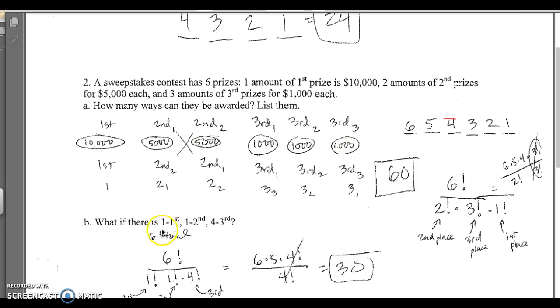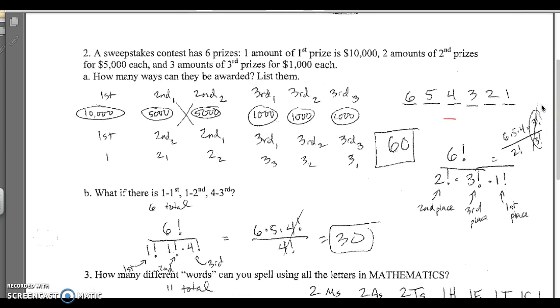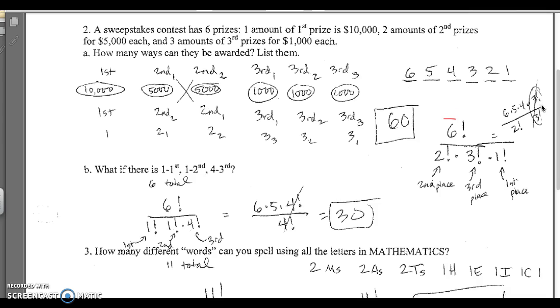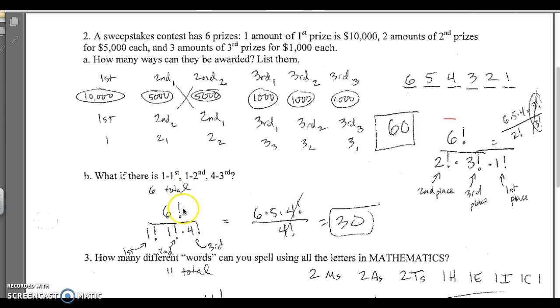So now we're saying there's 1 first place winner, 1 second place winner, and 4 third place winners. So again, we look at the total number of ways, which is 6 factorial, and then for the repeats, there's only 1 first place winner, so we can divide it by 1 factorial, 1 second place winner, so that's 1 factorial, and since there's 4 third place winners, we're going to divide it by 4 factorial for our third place winners. So here we have 6 factorial over 4 factorial, and that gives us 30.